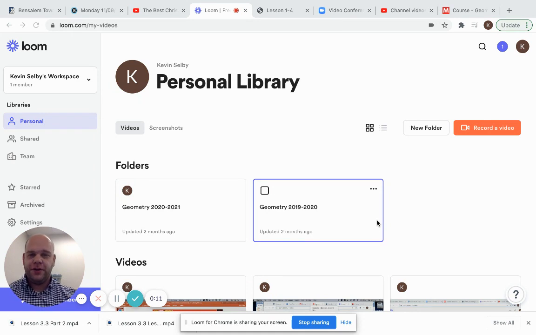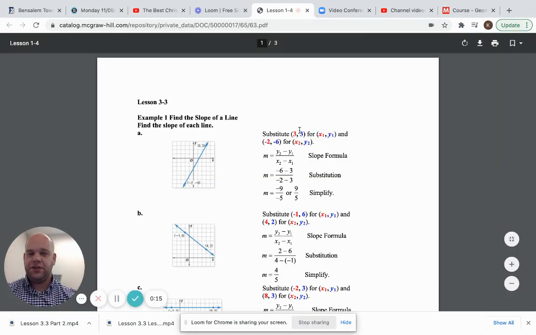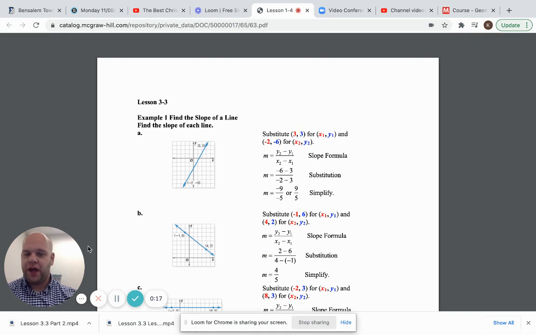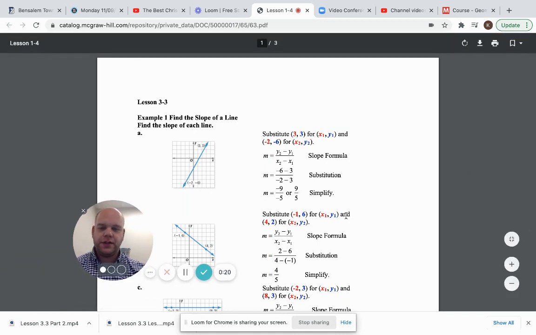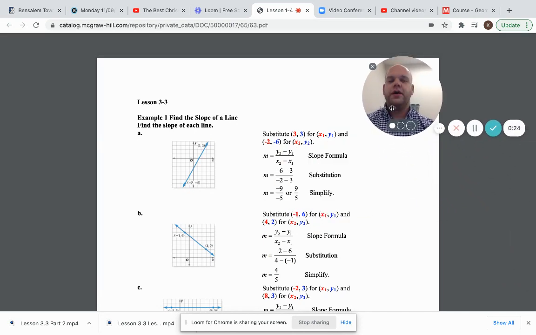So, the first thing we're going to do is I'm going to bring up this. It's lesson 3-3, finding the slope of a line. Okay? So, hopefully you watched the previous lessons on this, and hopefully you're like, oh yeah, I totally know how to do this, but I could totally use some extra practice, which is perfect because this is lesson 3.3, video number 3.